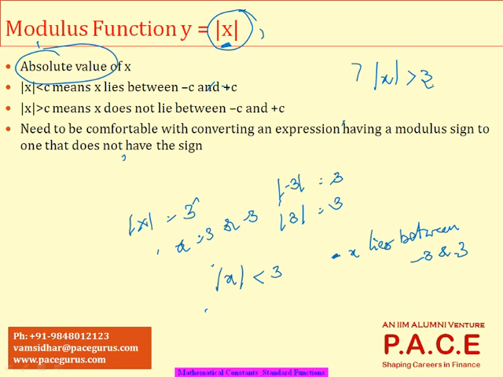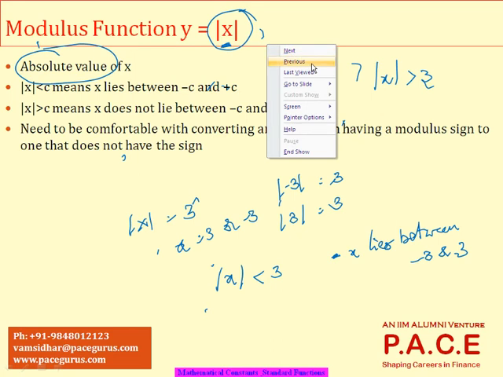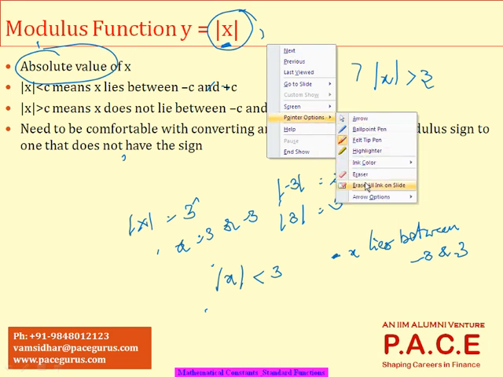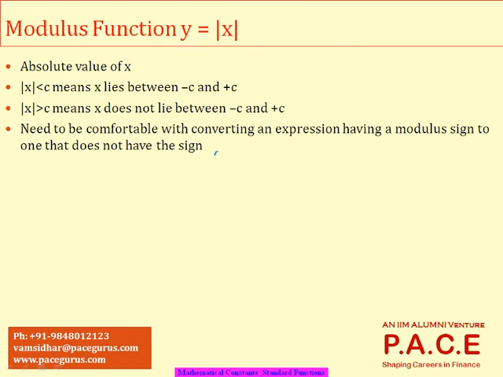It is below minus 3 or it could be above plus 3. So we have to be comfortable in terms of solving for the expressions given with a modulus sign, converting them into a non-modulus form. For example, I have a question saying mod 3x plus 5 is less than 4. So what does this mean for me? A simple way is that 3x plus 5 lies between minus 4 and plus 4. So I will write this as minus 4 less than 3x plus 5 less than plus 4.